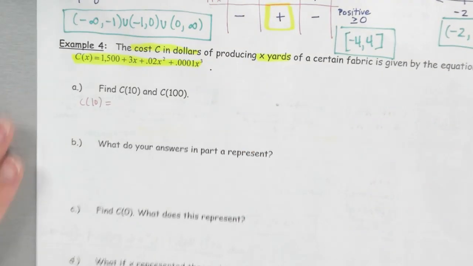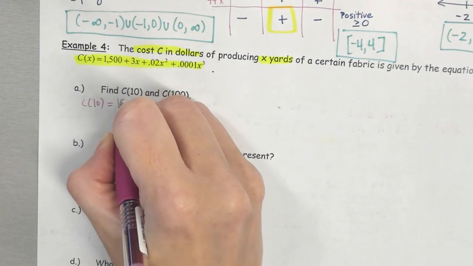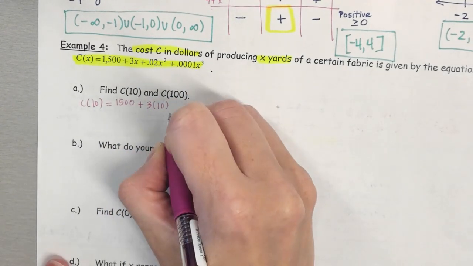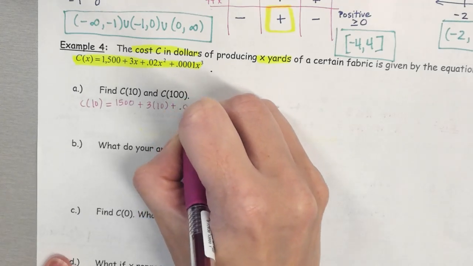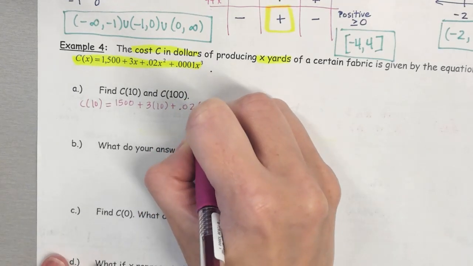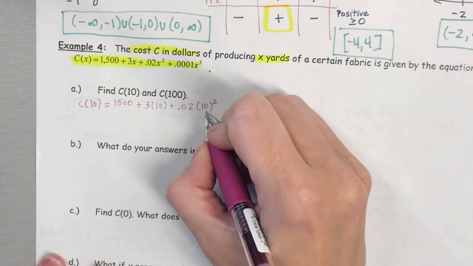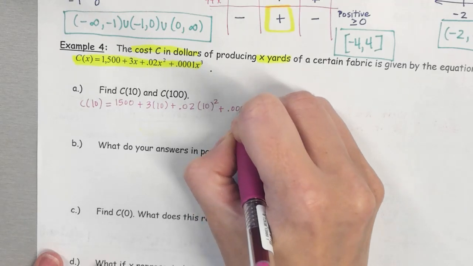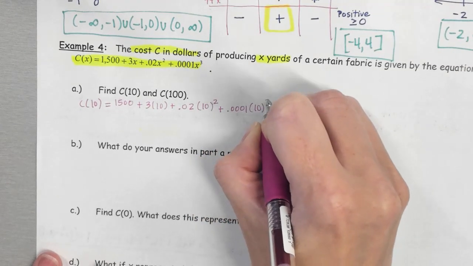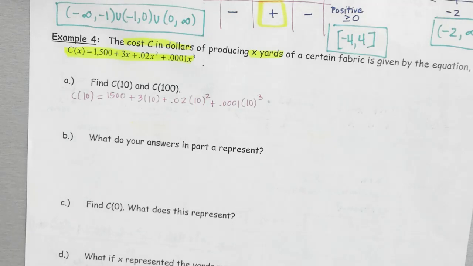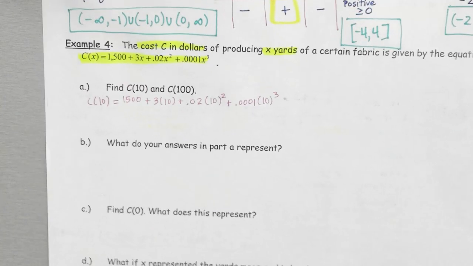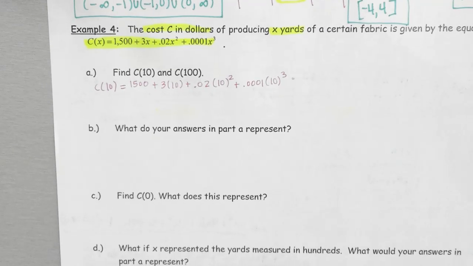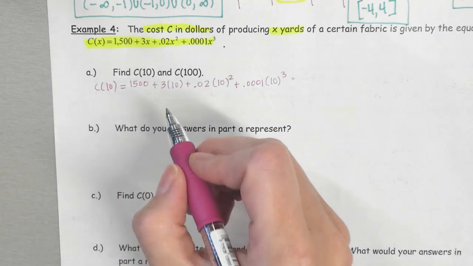Okay, so for C of 10, you have the 1500 plus 3 times 10 plus 0.02 times 10 squared plus 0.001 times 10 cubed. And I really believe in my heart of hearts I wouldn't make you do anything this complicated on your test. But this is 10, so let's just remind ourselves of some rules we already know.